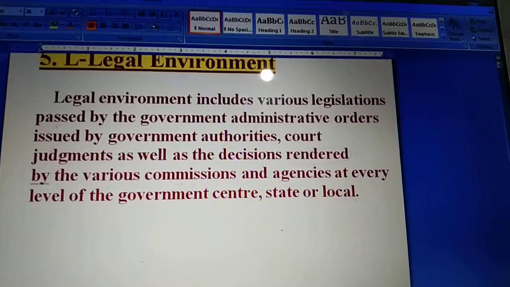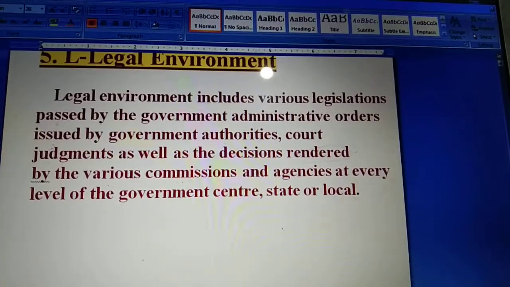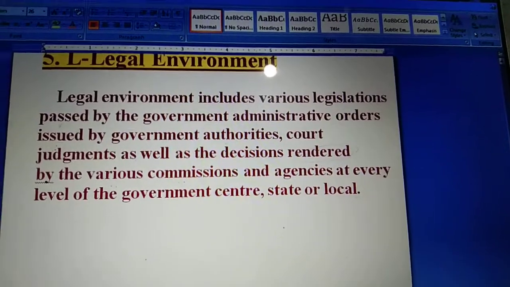So this is how these five different dimensions of a business environment affect the business enterprises.